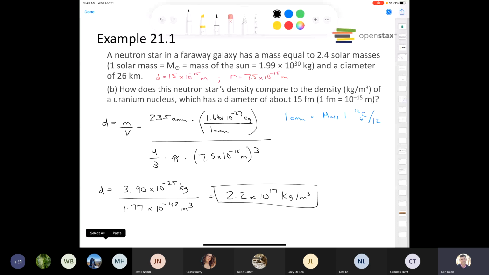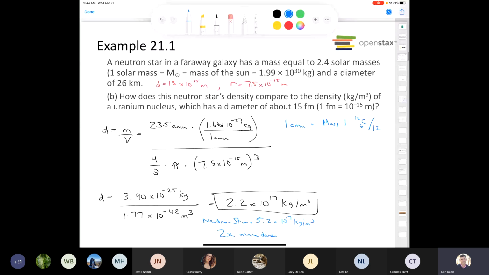Now, if I compare that to the density of the neutron star, which was 5.2 times 10 to the power of 17 kilograms per meter cubed, you see that the neutron star is about 2 times more dense than the uranium nucleus. So either way, the take-home message is that they're both extremely dense, and that the density of a nucleus is very high. It's difficult to comprehend how something so small could be so dense.